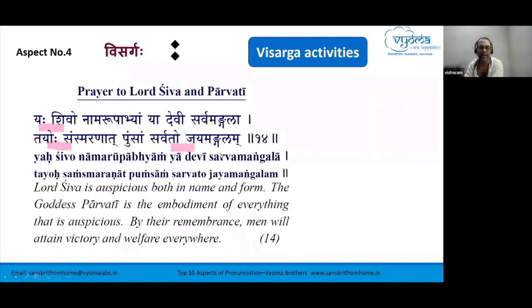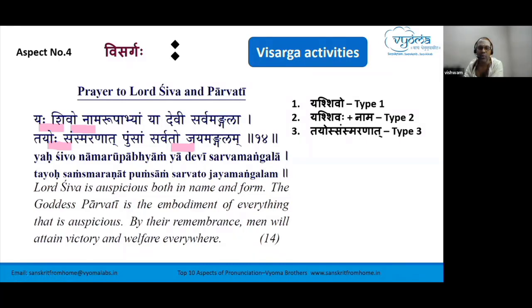See, similarly, there is one more here called Sarvato Jayamangalam. There are a few rules. Similarly, Shivo Nama Rupabhyam. Shivo is there. This would have been Yaha Shivaha Nama Rupabhyam. Pumsam Sarvataha Jaya has become Sarvato Jaya. So here we are looking at three types of changes to the visarga which are happening.